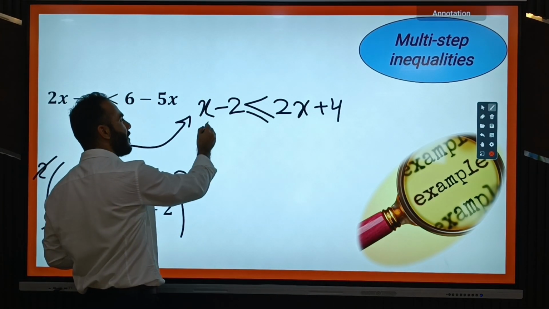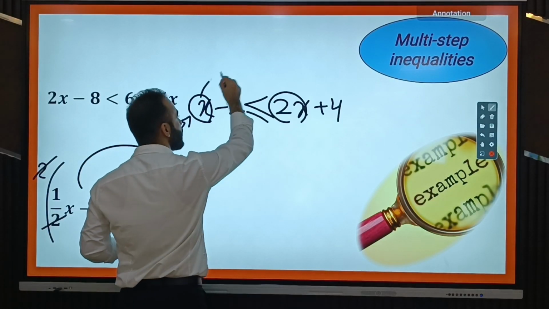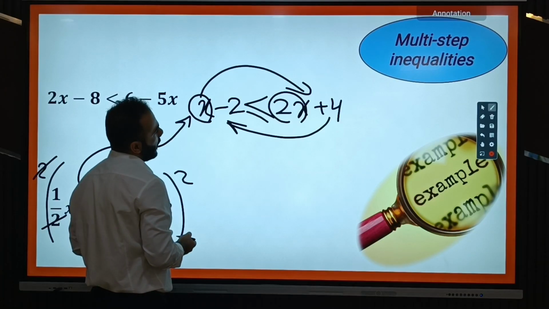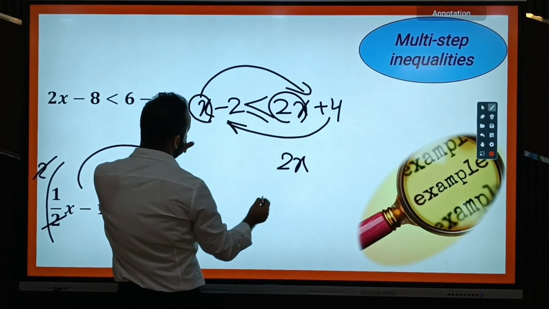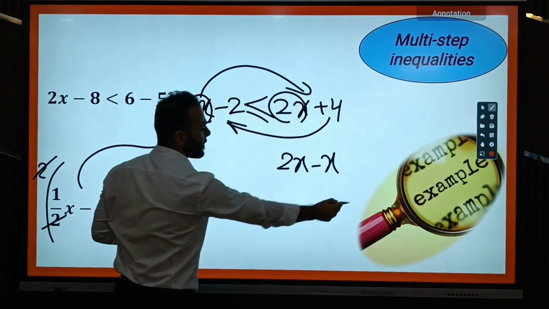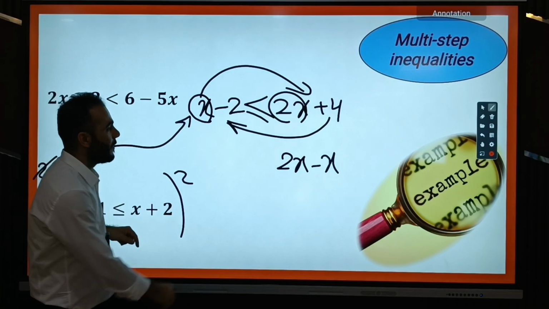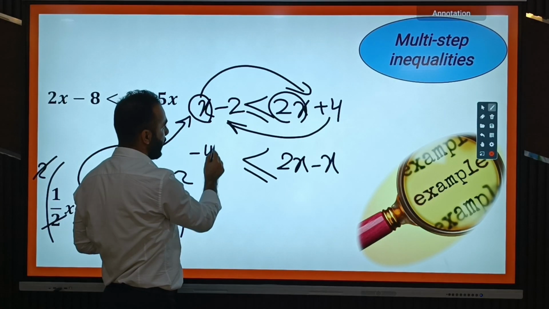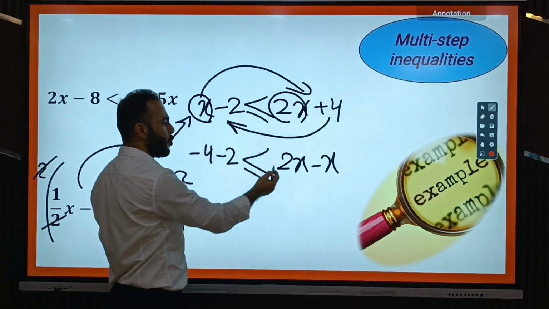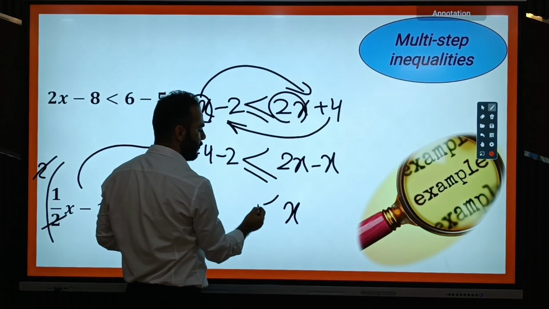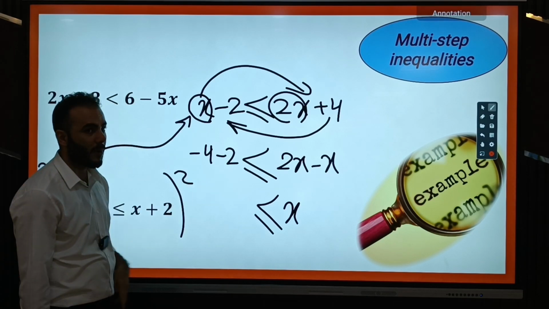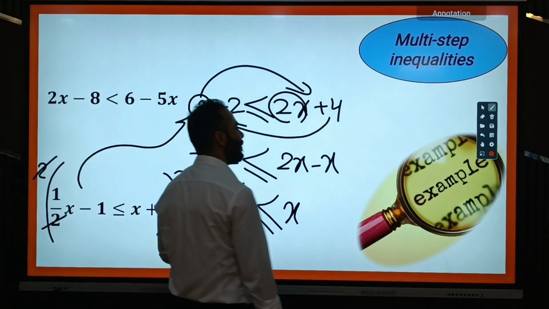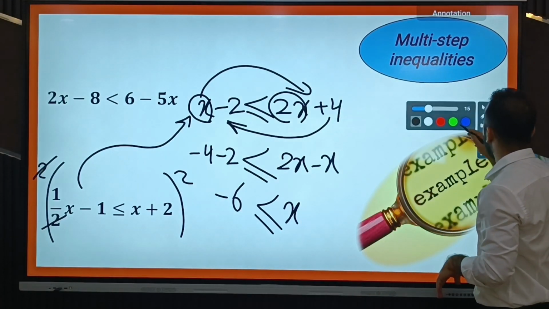Perfect. So we have 1x and 2x. Move the smaller one to the bigger one, and the number goes to the other side. In that case, if x comes over here from the 2x side, it becomes negative x, greater than or equal to. 4 will become negative 4, and we have minus 2 here. 2x minus x, x, greater than or equal to negative 4 minus 2. Perfect, negative 6.